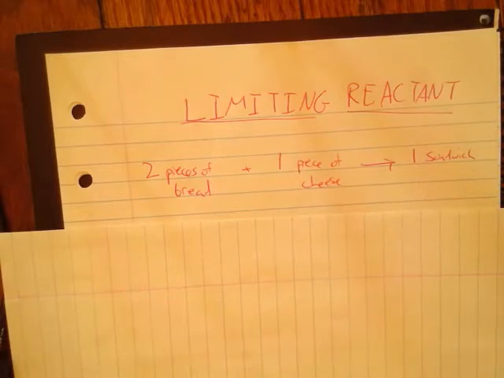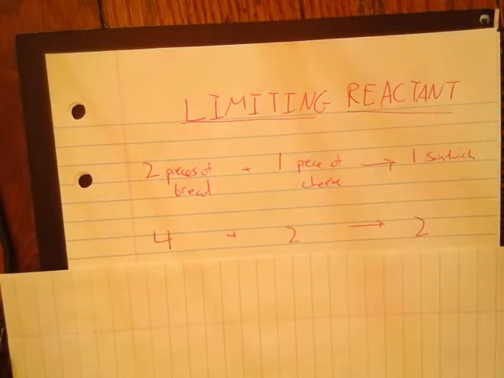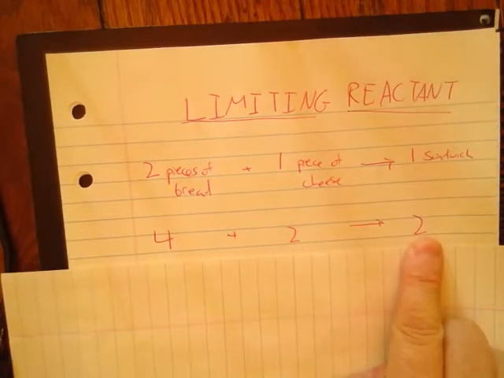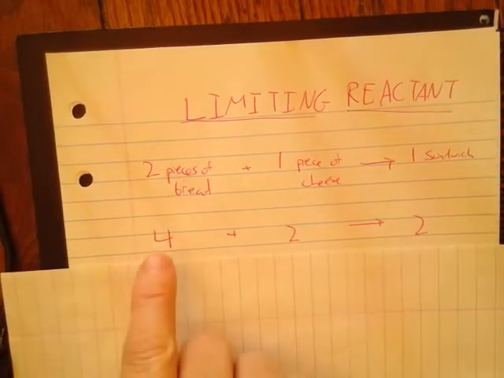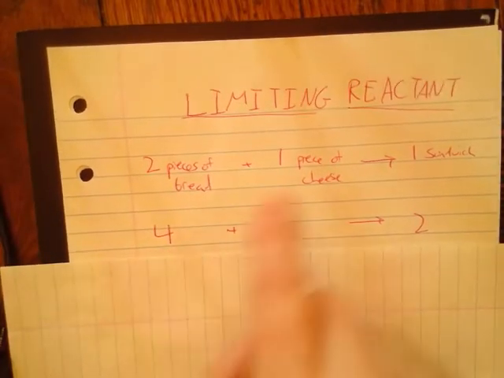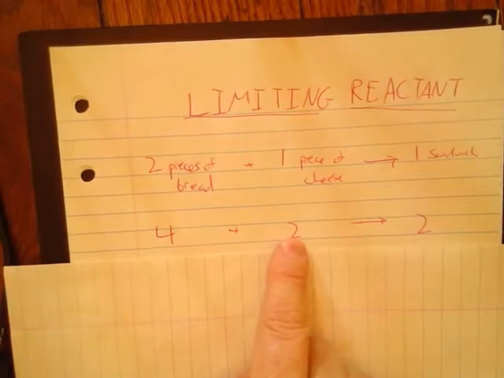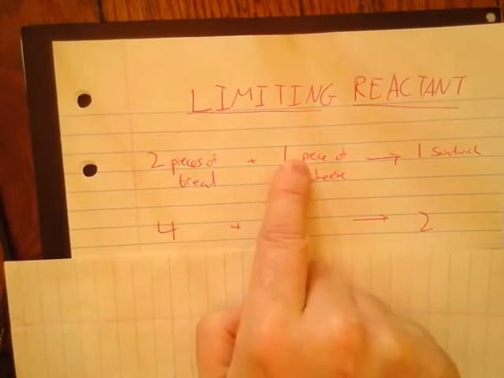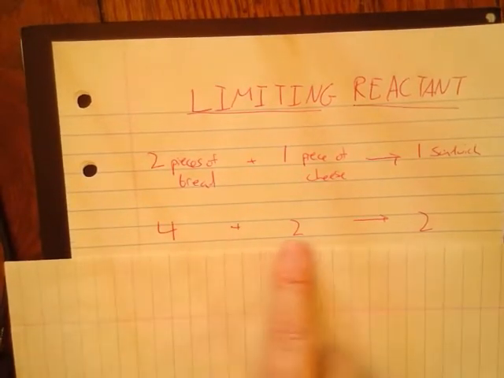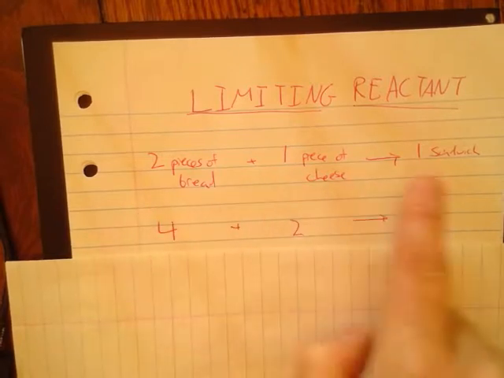However, I happen to be really hungry today, so I'm going to make 2 sandwiches, which means I'm going to need double the amount of bread, 4 pieces of bread, and 2 pieces of cheese. As you can see, the 4:2 ratio is the same as the 2:1 ratio. All these numbers here are in the same proportion as all these numbers here.